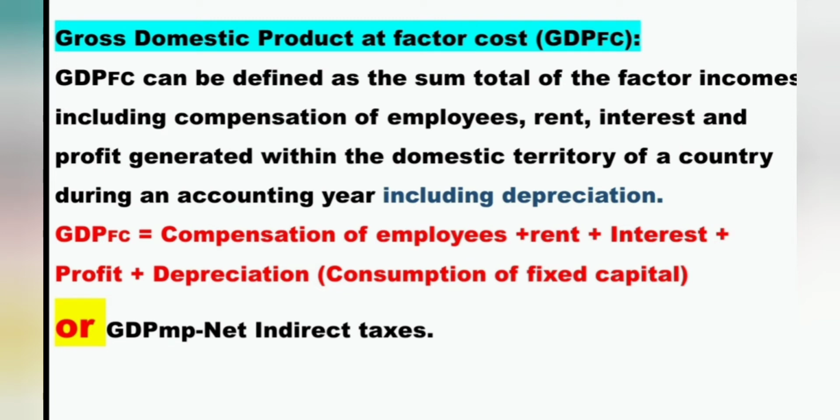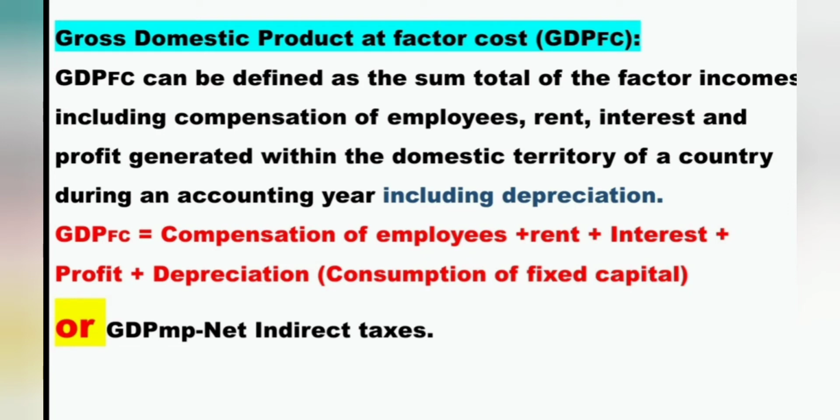What is GDP at factor cost? It is defined as the sum total of factor income including compensation of employees. What is compensation of employees? It is the compensation or payment given to employees for the services rendered. That can be wages or salary. Then rent, interest and profit generated within the domestic territory of a country during an accounting year.